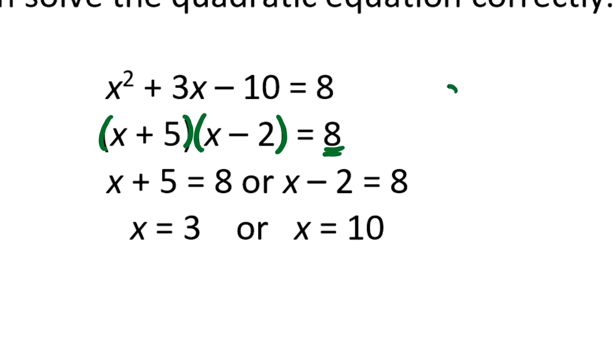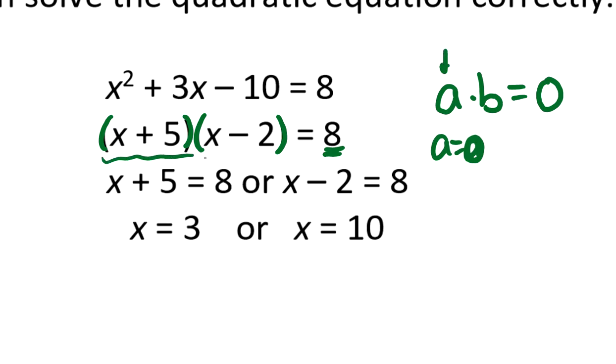Remember, if we multiply two values, A times B, and we get an answer of 0, then either A is 0, so we set this first part equal to 0 and solve, or it's the case that B is equal to 0, so we set the second part equal to 0 and solve.